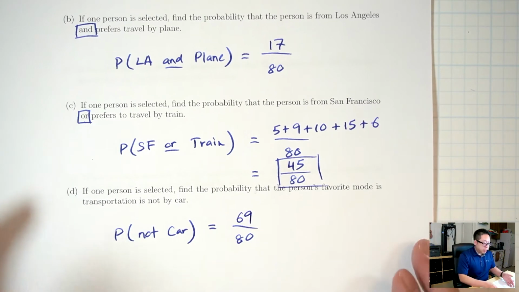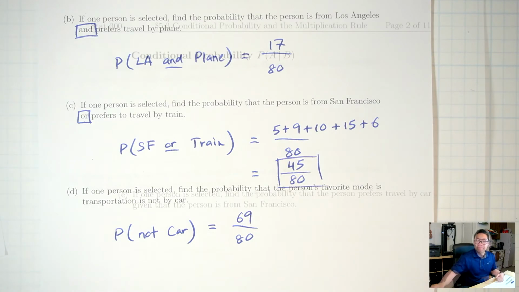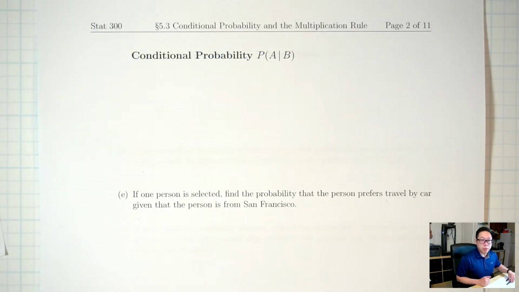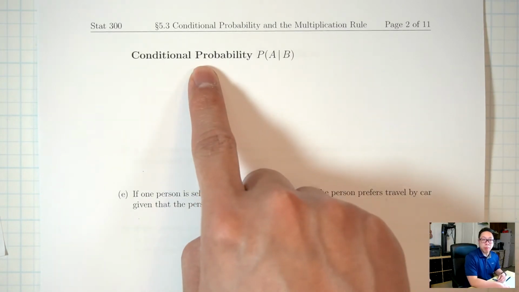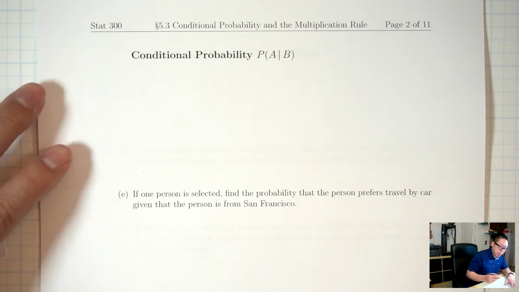So parts A through D here on the front page, this is just review from the last lecture. And then for this lecture, we're going to add on to this. The first new thing we're going to talk about in this lecture is conditional probability. That's the symbol for it. Let me explain to you what that means.